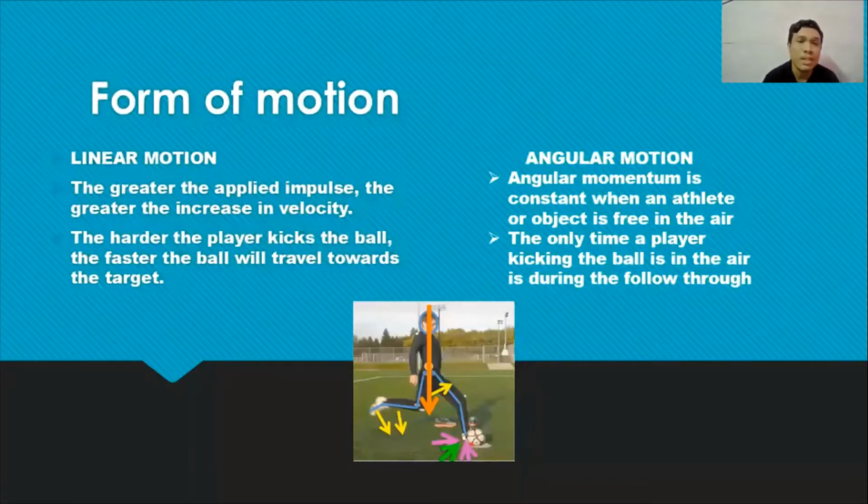Okay, next is form of motion. First one is linear motion. With linear motion, the greater the applied impulse, the greater the increase in velocity. When you apply impulse through the leg when you're shooting, you increase the velocity of your foot, your leg, and the ball. Next, the harder the player kicks the ball, the faster the ball will travel towards the target.